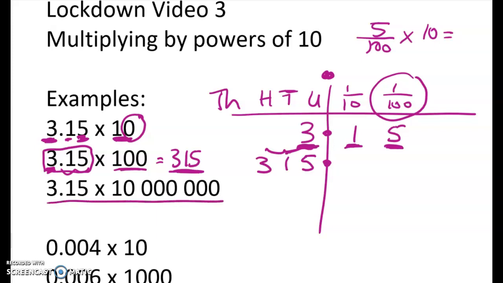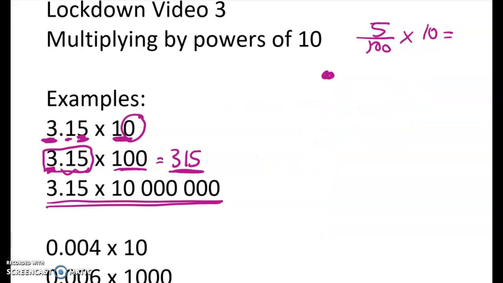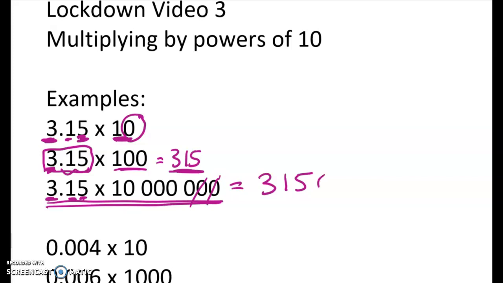So for this one here, where we've got 3.15 times all of those, we really don't want to have to keep doing this column thing. Right, so let's look at how we can do that without having to draw up a table in our book, because we don't want to be doing that. So let's look at the 3. Well, the 3, if we times it by 100, is going to give us 315. Now that's meant that I've already multiplied by 10 to the power of 2. So that leaves me with 5 more tens to go. So we're going to have 5 more zeros.